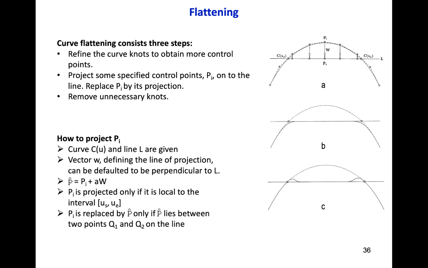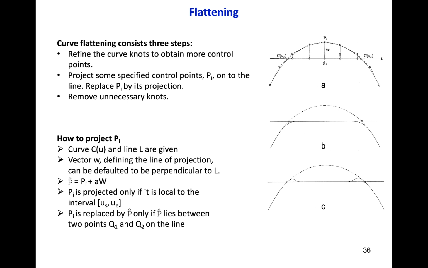We assume that curve CU and line L are given, and then we have to define a vector W that defines the line of projection, which can be defaulted to be perpendicular to L. If we look at the picture, we have the curve CU and a straight line L that is intersecting the curve. And then we also see W that is perpendicular to L. The relationship between the projection pi hat and W is given by the equation: pi hat equals pi plus aW, where a can be positive or negative.